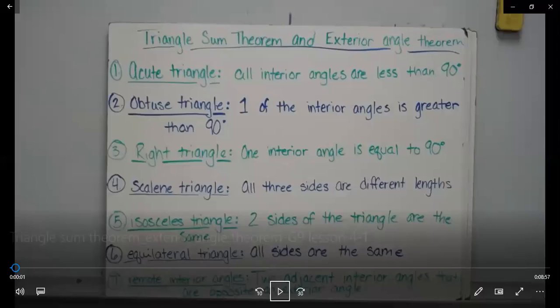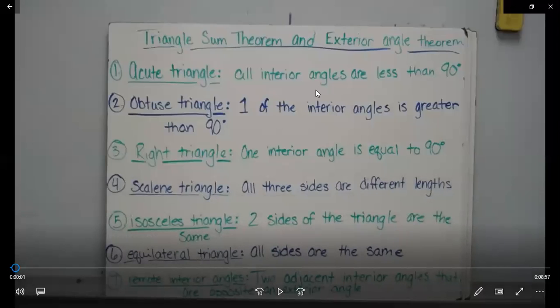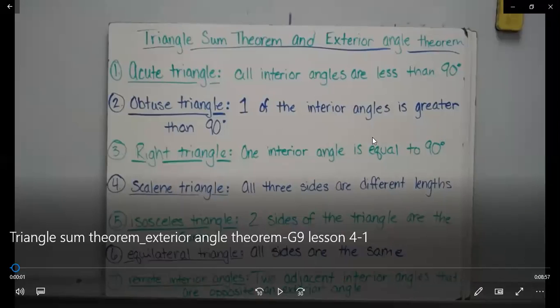With lesson 4.1, which is talking about the sum of measure of interior angles and exterior angles. Before we start, we have to revise together the types of triangles. Do you remember how we can classify the types of triangles? According to what? According to sides and angles.